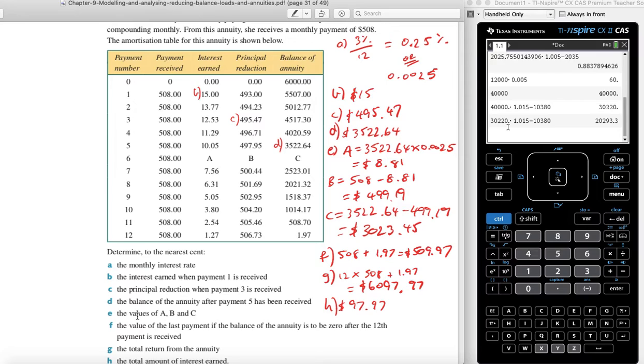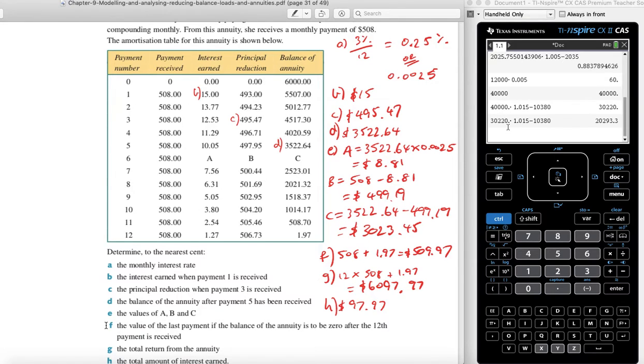And then we've got part B, which is the principal reduction. Remember, we've got the 508 minus the $8.81 that we just worked out, which goes in here, which is $499.19. And part C, which is the balance of the annuity, which is our previous balance minus that principal reduction, which gives us $3,023.45. All goes in there.